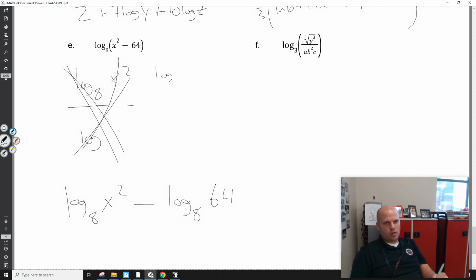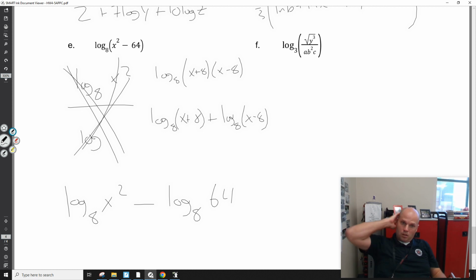What we want you to do here is write this as x plus 8, x minus 8. And similar to the ones on the previous page, write this as log base 8 of x plus 8 plus the log base 8 of x minus 8. And I can't do anything to this. Addition inside logarithms doesn't expand. Multiplication inside of logarithms expands. Division inside logarithms expands to subtraction. Not the other way around. That's a good thing to bring up during class.